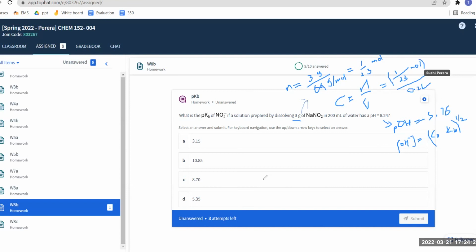What did you get? I got 5/23. So we know the C naught now, and we know the OH minus concentration. The only thing we do not know is the Kb. So C naught times Kb should be equal to the OH minus concentration squared. Do you agree? Yes.